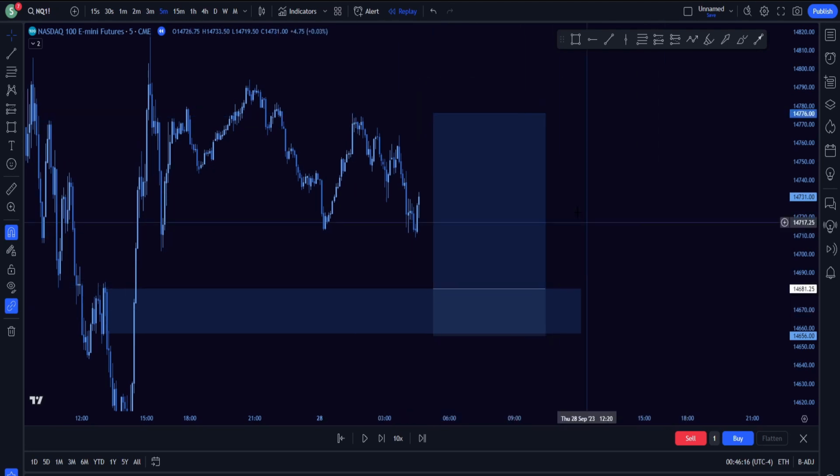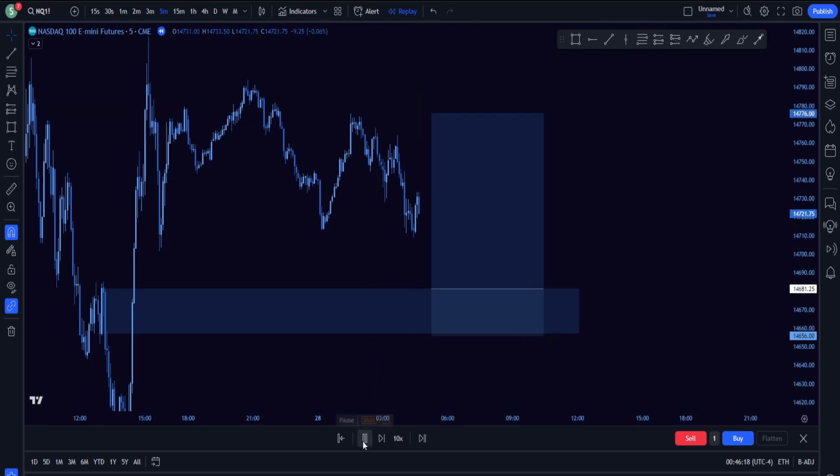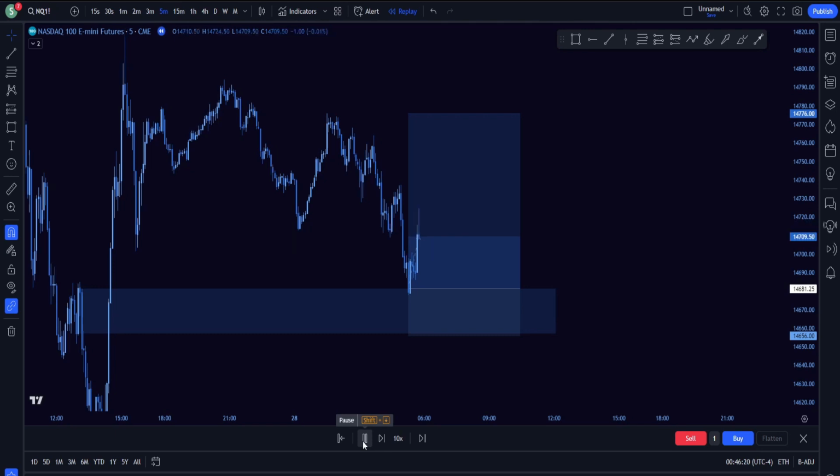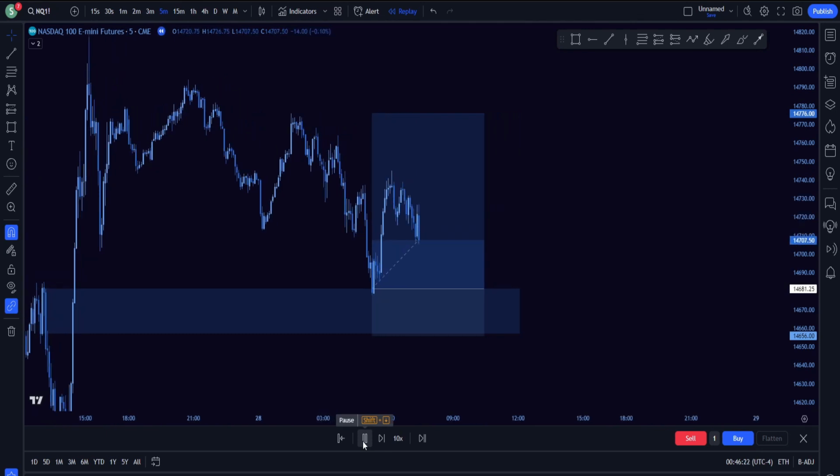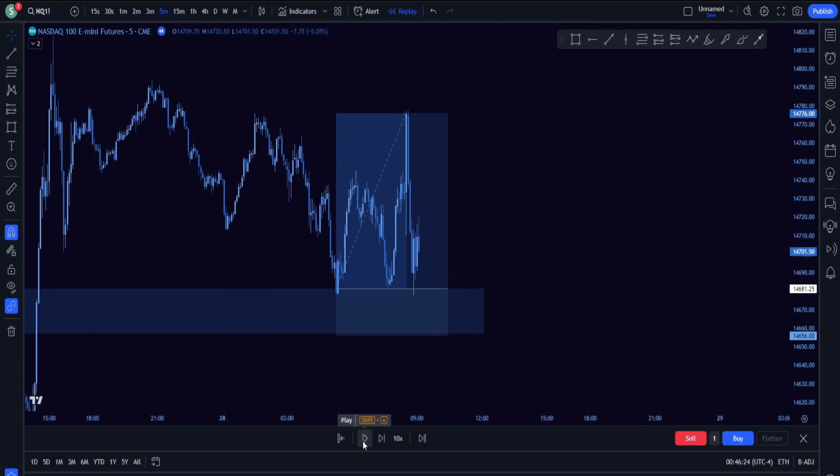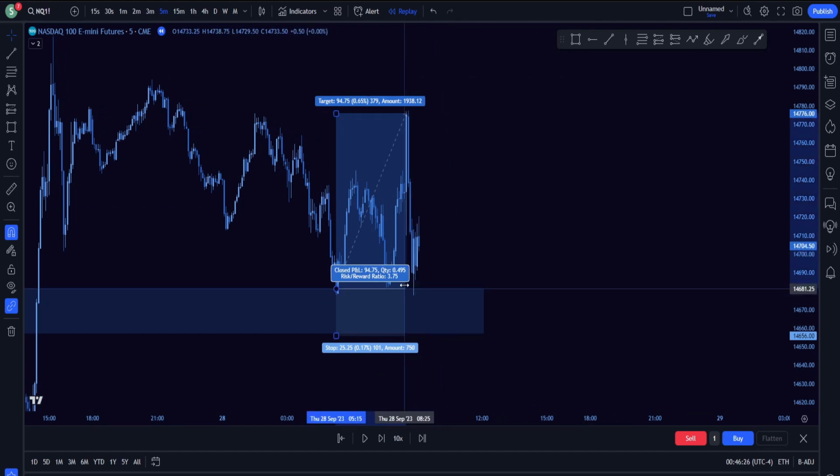Okay. So let price play out here. Tapped in there. Price chopping around a bit. And there you go. Delivered 3.75R.